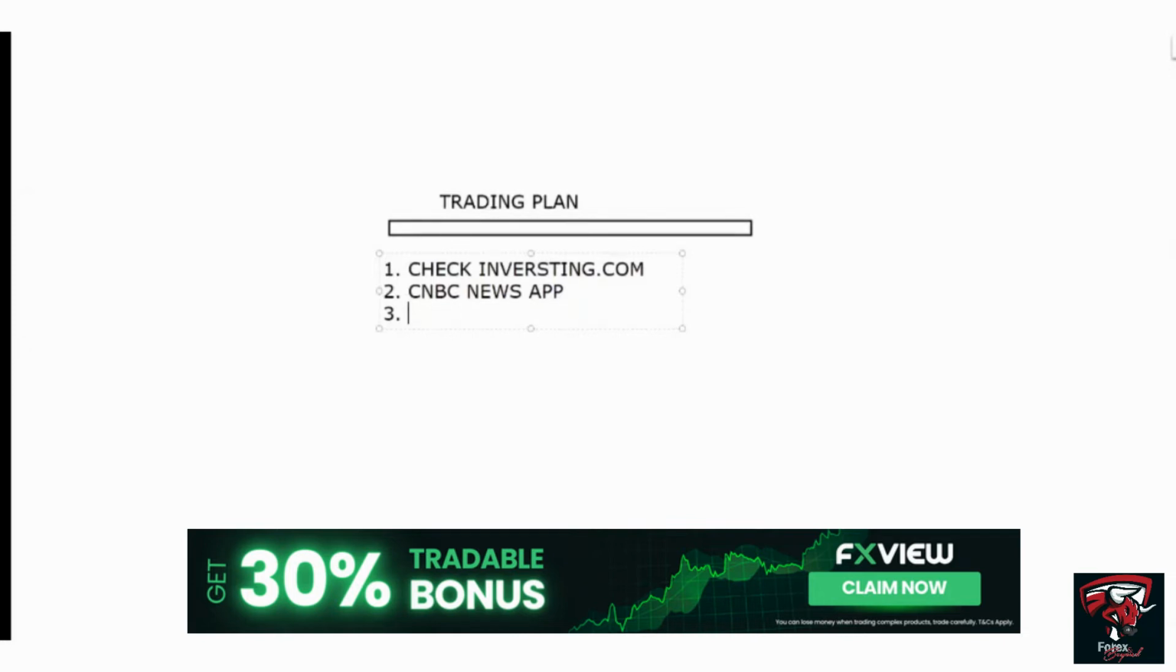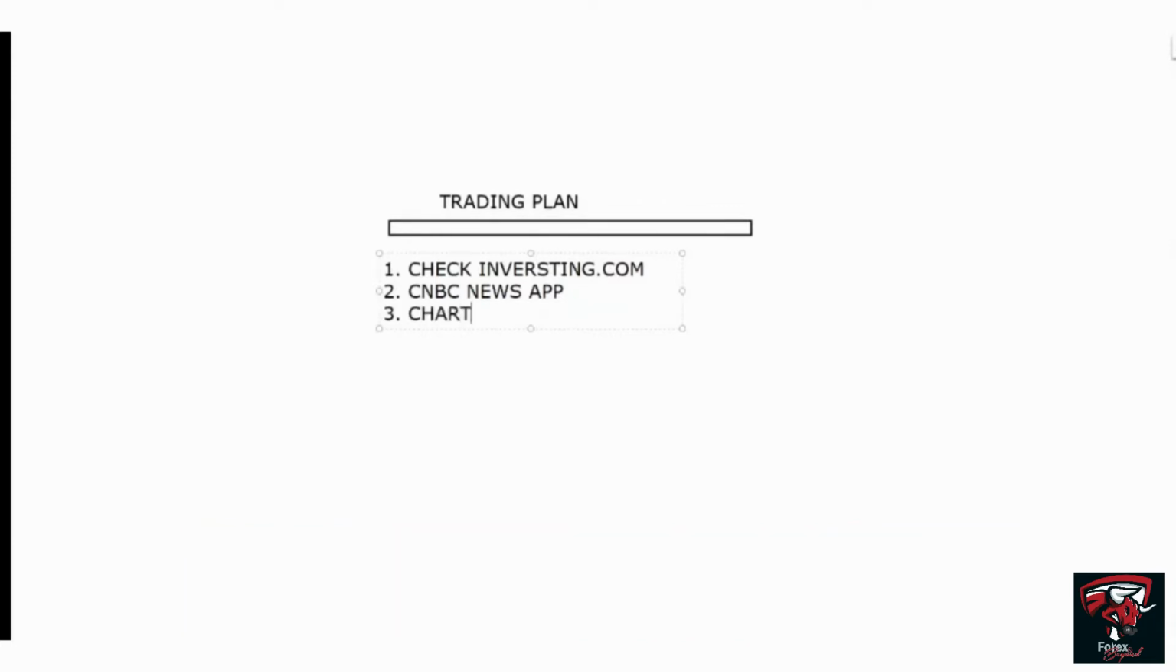So CNBC News app, then after you go to your chart, let's say chart here so that you can understand. Remember, you're a technical trader and a fundamental trader, so you trade both. The other thing that you have to do, you're going to create your highest point. Let's say you already created your highest point. Tuesday to Friday, you don't need to. I create my things on Saturday and Sunday. Understand? But these things have to be there.